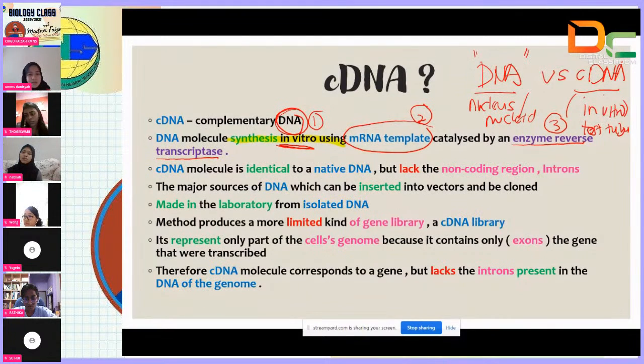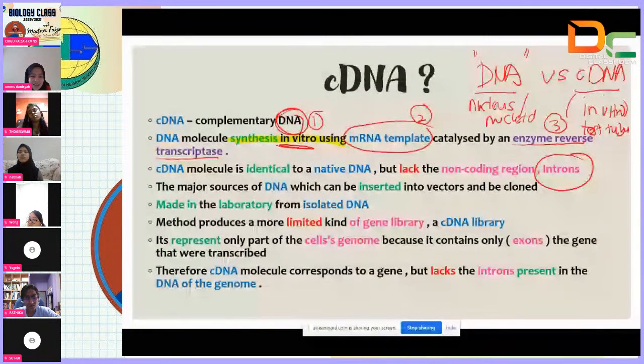So DNA versus cDNA, what is the main difference that teacher wants Umu to highlight to your friends? Umu, what is the main difference? cDNA is single stranded. Teacher highlights that the main difference between DNA and cDNA is the intron. Previously, during chapter 6, you all have learned this, right?